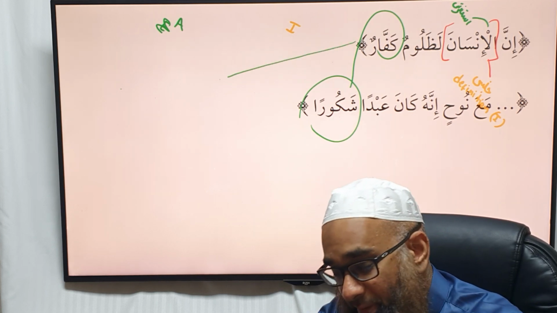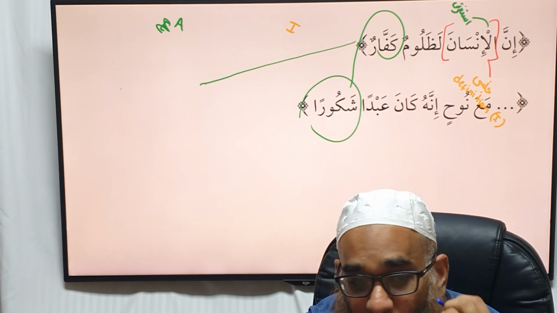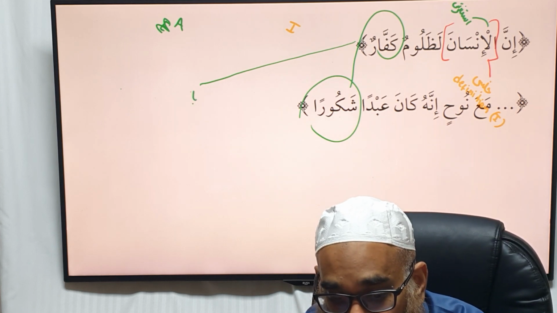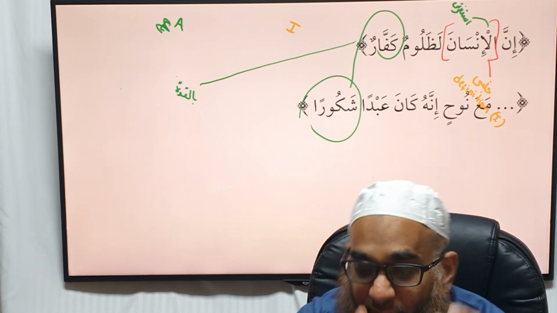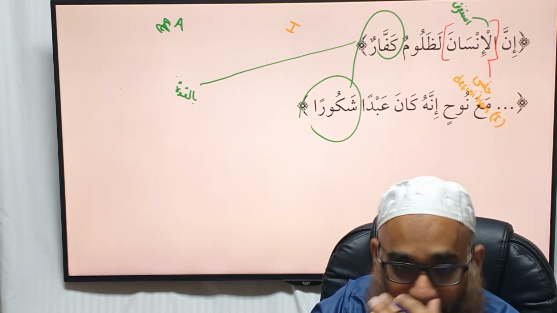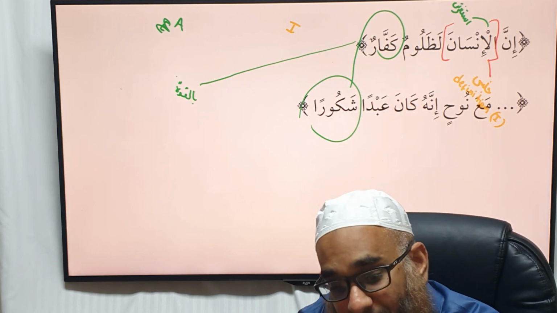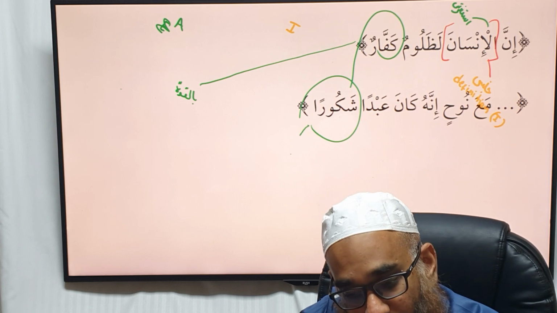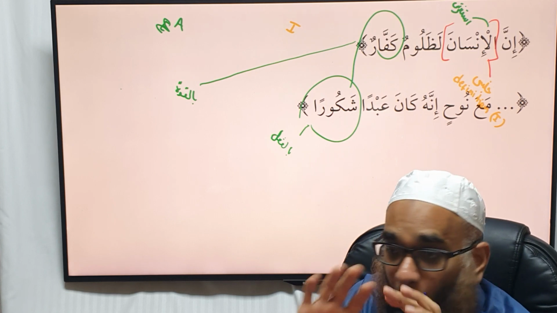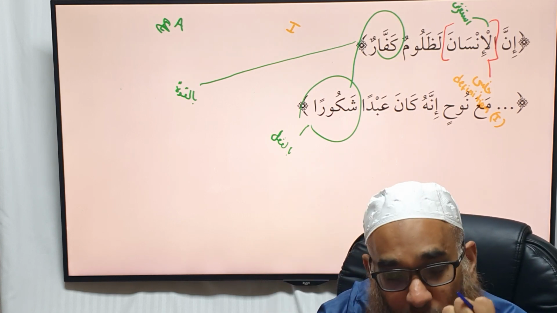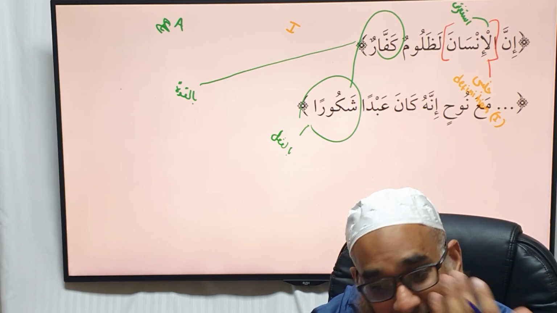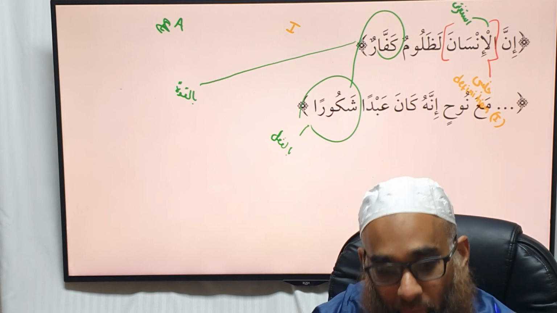Inna al-insana dhalumun kafar. Every single human being has the potential to be dhalum and kafar. It's his nature. He's so bil quwa. Bil quwa meaning every single human being has the potential to be dhalum and kafar. And bil fa'l, Nuh was what? Shakur bil fa'l. He's actually grateful. And all men have the potential, if they do not follow the guidance Allah gives them and do not adhere to the commands of Allah subhanahu wa ta'ala, to become kafar.